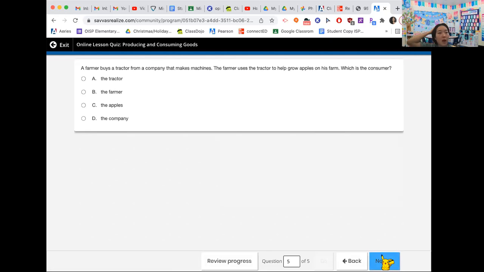And then the last question, a farmer buys a tractor from a company that makes machines. The farmer uses the tractor to help grow apples on his farm. Which is the consumer? Okay, so who is the one who is buying something? The tractor? Is the tractor buying something? The farmer? Is the farmer buying something? The apples? Are the apples buying something? Or the company? Is the company buying something? And the company is the tractor company. Who is the consumer? I see a lot of B's, the farmer.